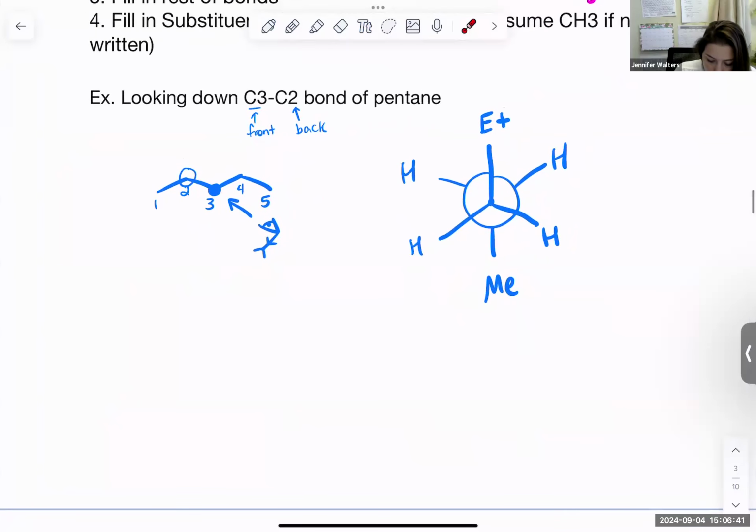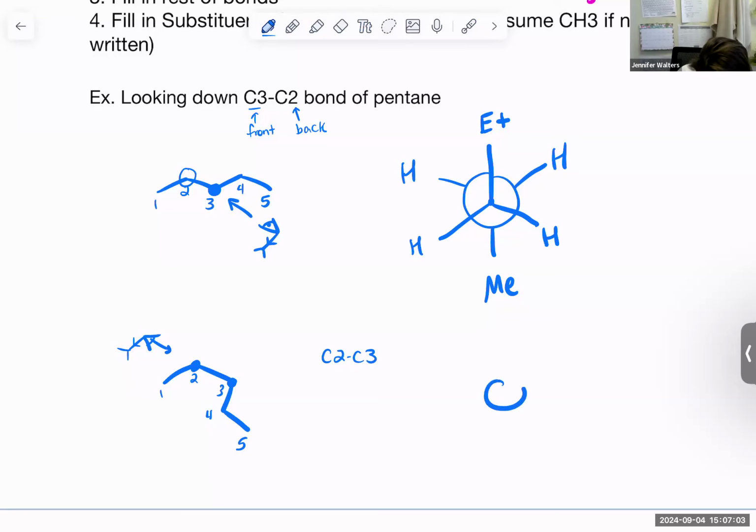If I had rotated this conformation so that I drew it like this, and I say, look down my C2-C3 bond, then I'm going to do my circle, my dot, and I again look for where are the straight lines. Off of 2, it's straight down, straight down. Off of 3, it's straight down. So I draw it straight down.